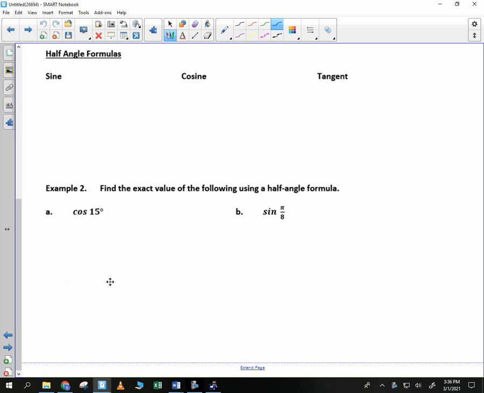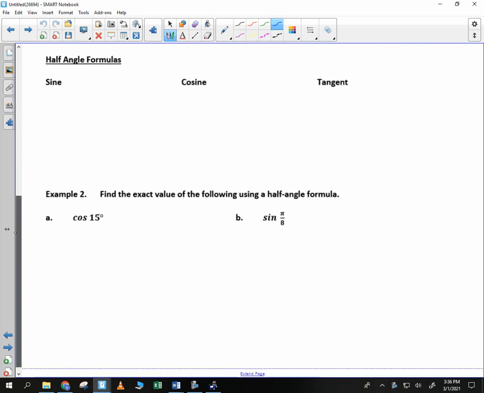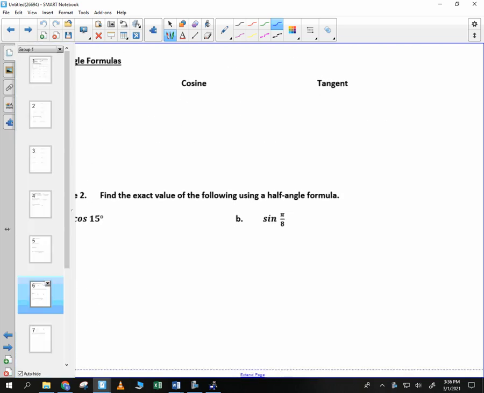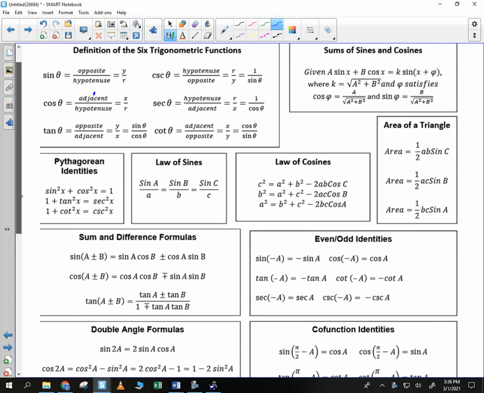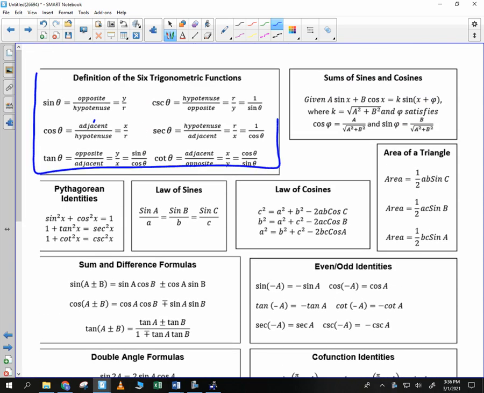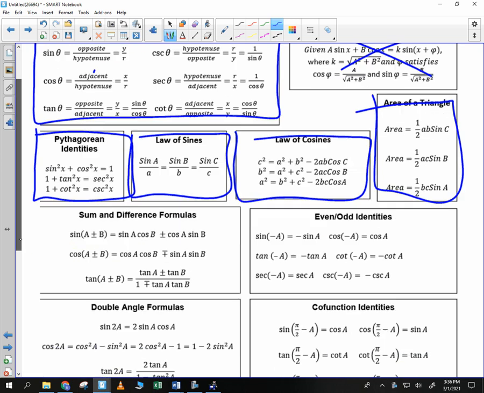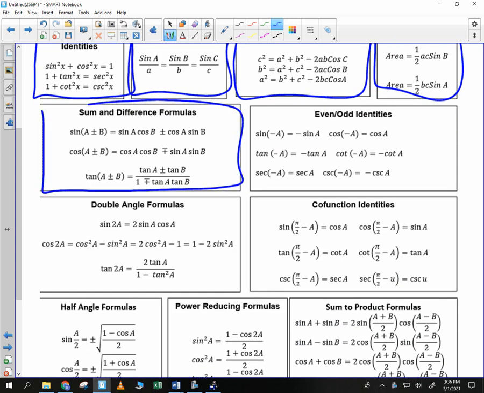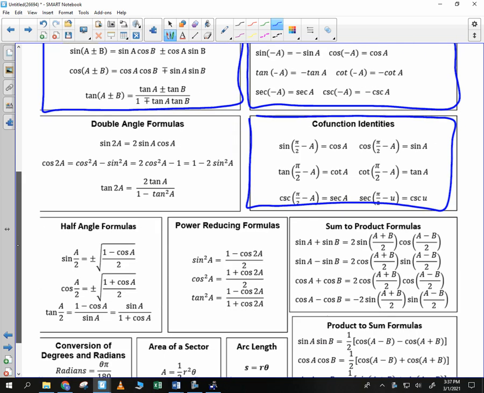Okay, college trig folks, we are going to open up to this section where we are now working on half angle formulas. The half angle formulas are located on this sheet. Just note that you already know all this. We're not doing that. Area of a triangle we covered, law of cosines we covered, law of sines we've covered, Pythagorean identities we've covered. Sum and difference formulas we did, even and odd identities, that was the first one we did. We've actually proved cofunction identities, so you didn't even know it.